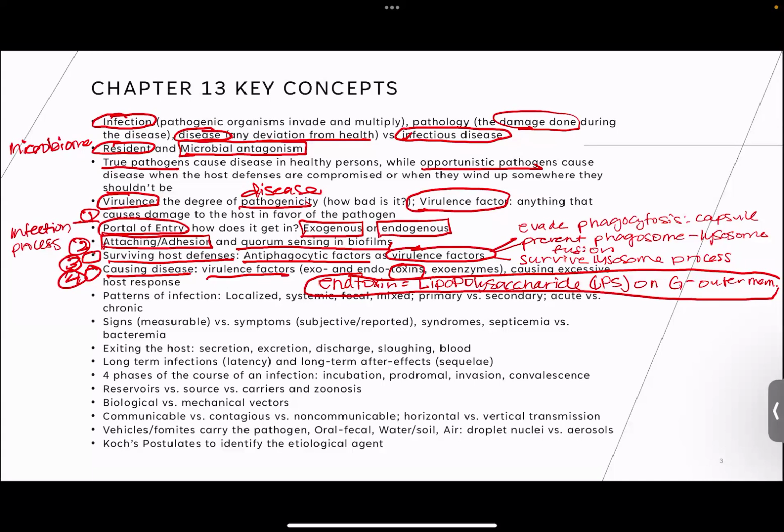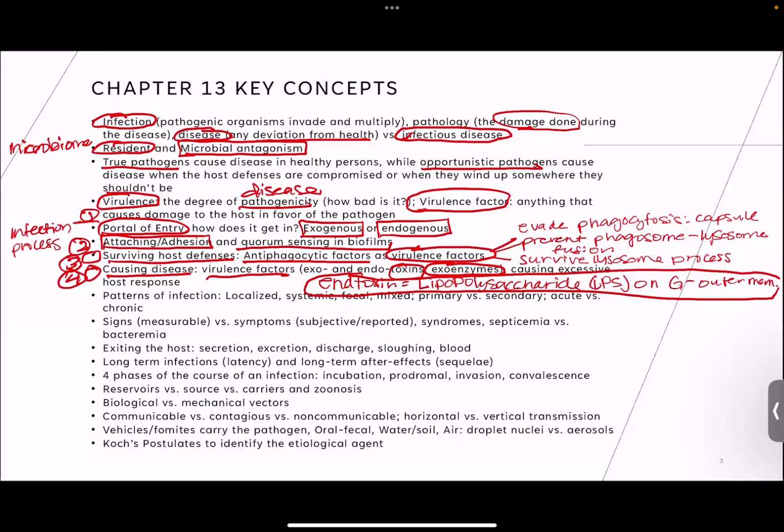So exotoxins are toxins that are produced by the bacteria. Some of them can be exoenzymes. So some exoenzymes act as toxins. Exoenzymes are what they sound like, just like we learned about enzymes in chapter 10. Exoenzymes are just enzymes that are secreted by the bacteria. This includes things like collagenase and hyaluronic acid enzymes that break down hyaluronic acid and stuff like that.